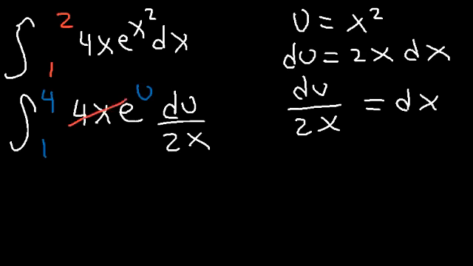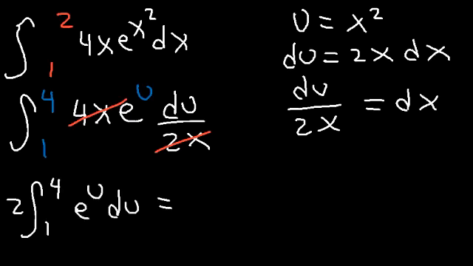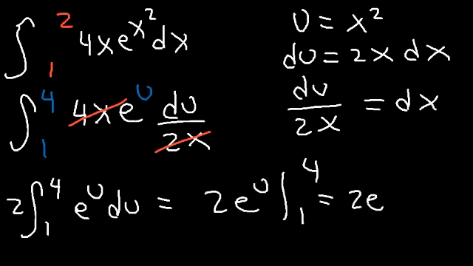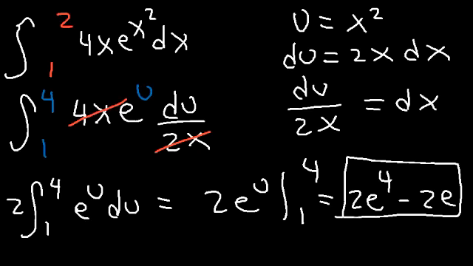4x divided by 2x is 2. So this is 2 times the antiderivative of e to the u. The antiderivative of e to the u is e to the u. So if we evaluate it from 1 to 4, this is going to be 2e to the 4 minus 2e to the first power, or simply 2e. So this is the answer.